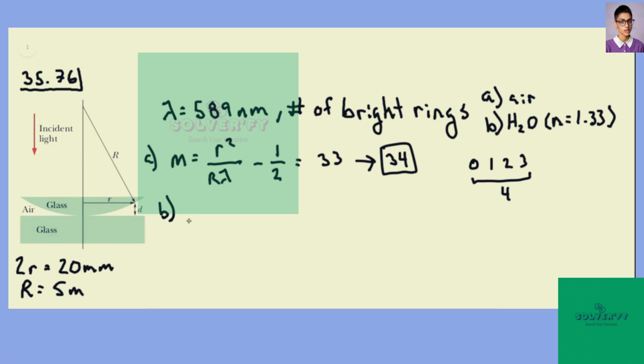So here, the wavelength is just lambda over n. So we have n r squared, this is the n of water, over r times lambda, minus 1/2. So this is 45, which means we have 46 bright rings that we'll see.